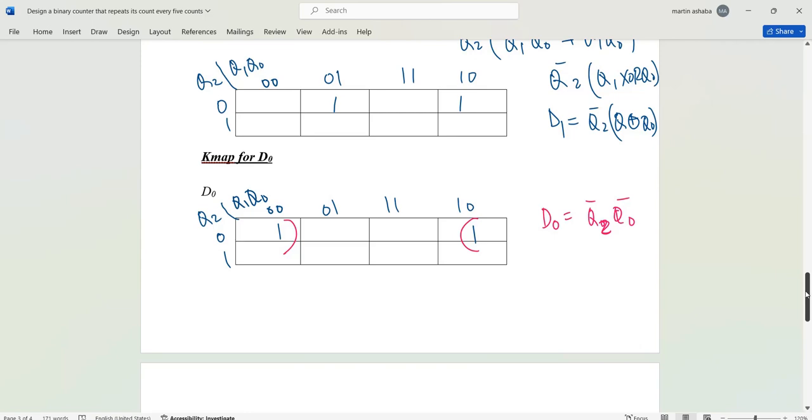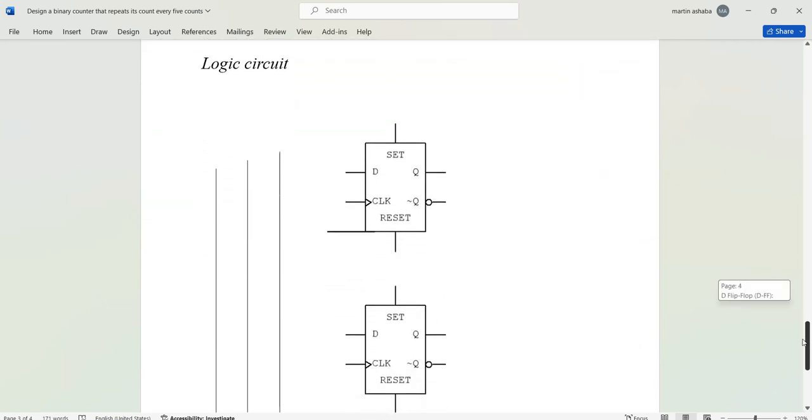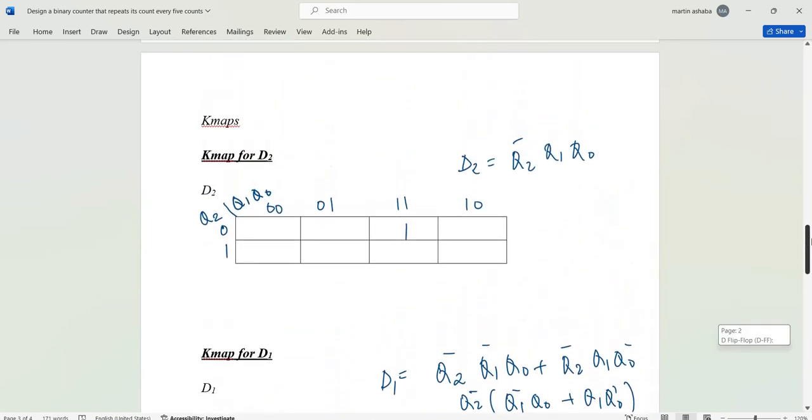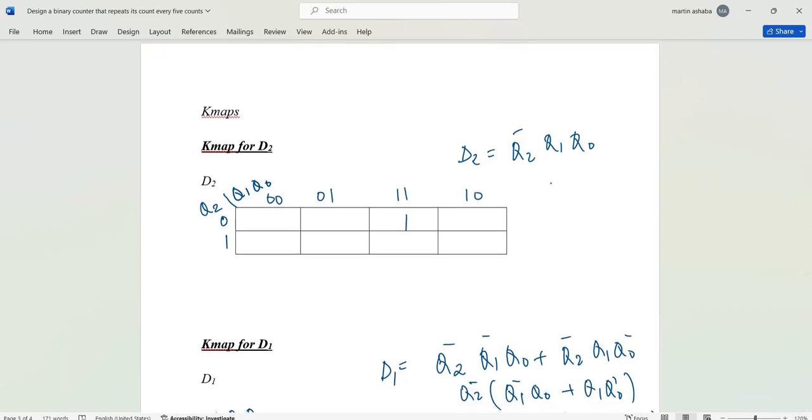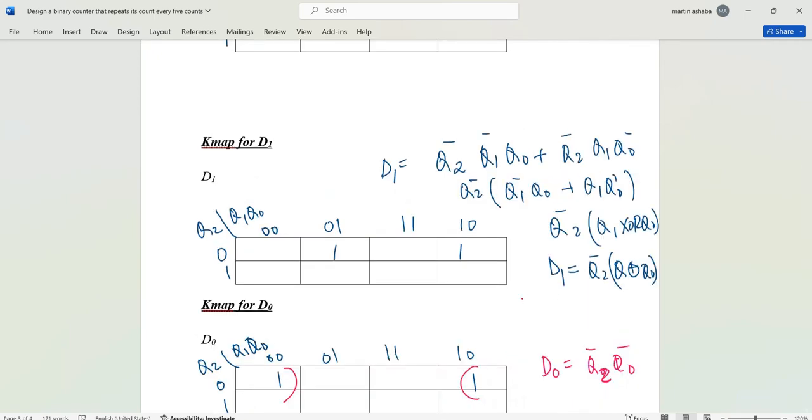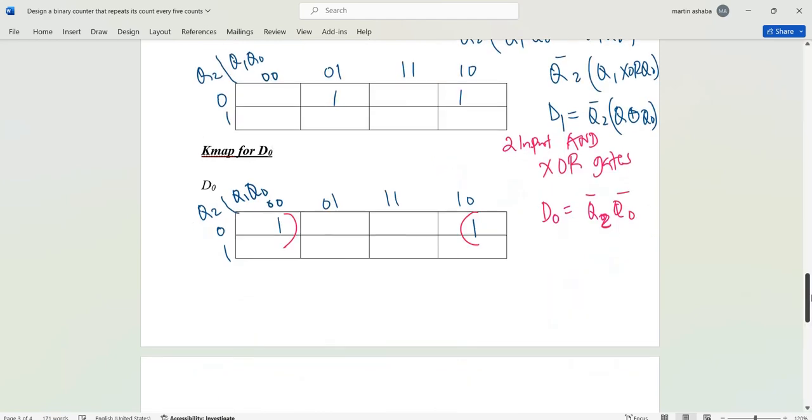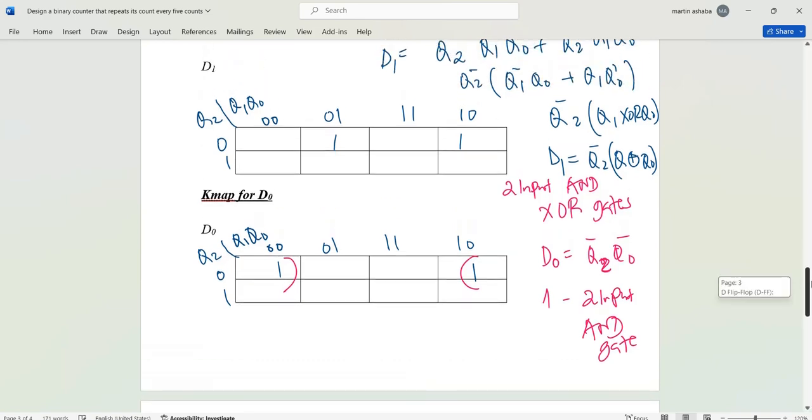So for that matter, we go ahead to our logic. When we look at D2, it requires a 3 input AND gate. Then D1 requires a 2 input AND gate and an XOR gate. Then D0 is going to require just a 2 input AND gate. So generally, how many AND gates am I going to be having?